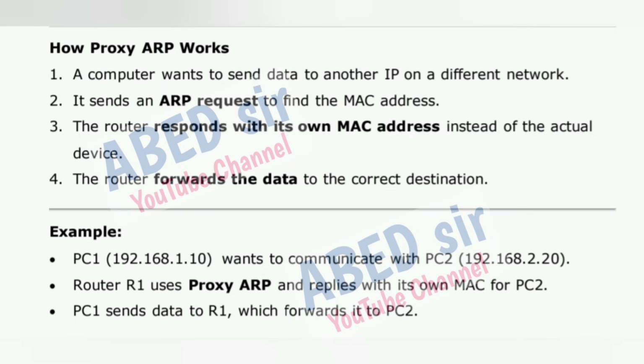Example: PC1 192.168.1.10 wants to communicate with PC2 192.168.2.20. Router R1 uses proxy ARP and replies with its own MAC for PC2. PC1 sends data to R1 which forwards it to PC2.